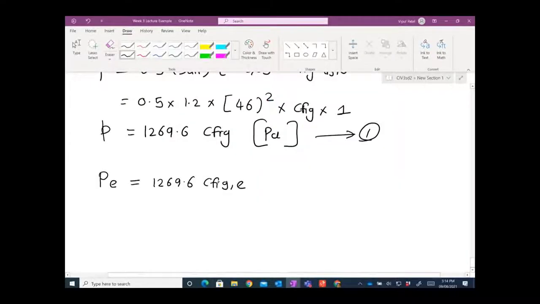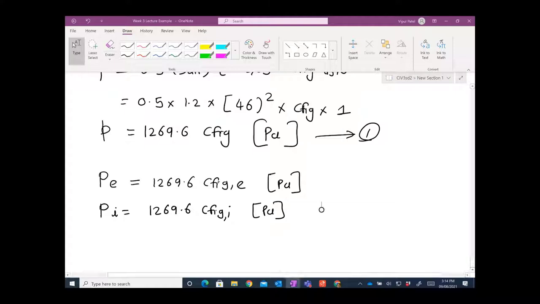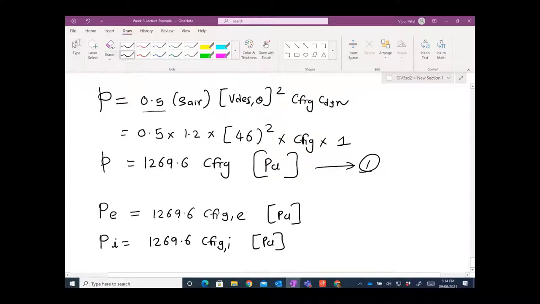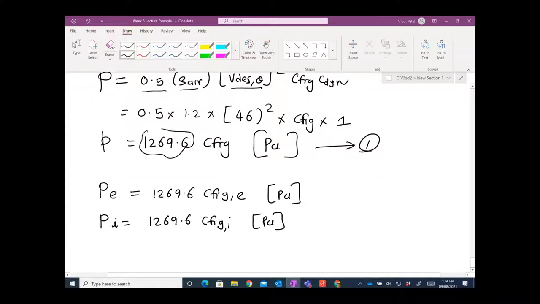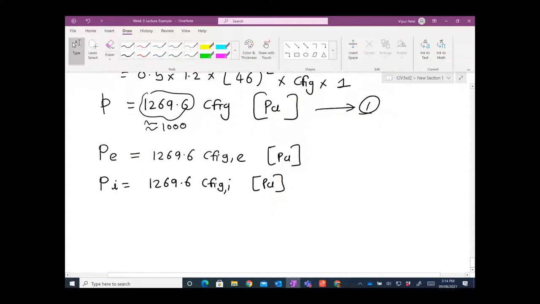So external pressures can be calculated by just changing it to E, and internal pressures can be calculated with I. This value does not change. Nothing big difference, and sign conventions will be controlled by E and I. We're going to combine these pressures based on the sign convention. So far, so good. We just plug those values: 0.5 rho, and we design theta, and we got this value. Probably this should be around 1000s. That's just a quick check, so we are on the good parts.